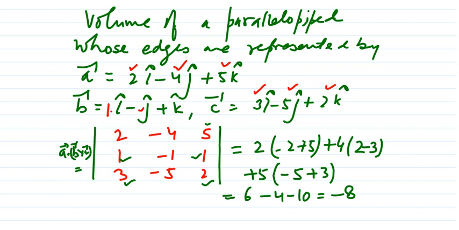Okay, so the negative sign here represents the angle phi which we treated there. It is an obtuse angle, but we have to find the volume, so taking the absolute value, the volume of the parallelepiped is 8 units.